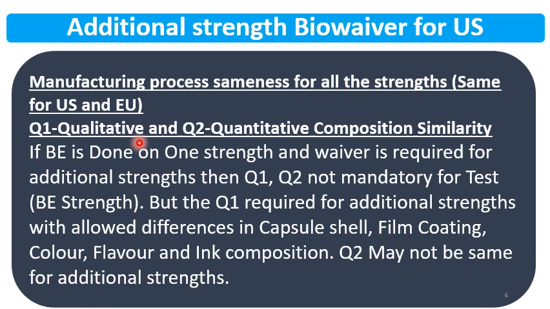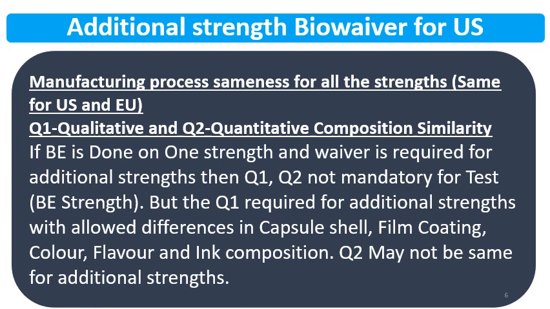Then Q1, that is qualitative, and Q2, that is quantitative composition similarity is required. If BE is done on one strength and waiver is required for additional strength, then Q1, Q2 is not mandatory for the test, that is BE strength. Suppose you are going to file a product with non-infringing strategy, so your composition may vary. But if you prove that you are matching in the bioequivalence, then Q1, Q2 is not required. Just you have to match the bioequivalence requirements, or you have to prove that your product is bioequivalent to the reference product.